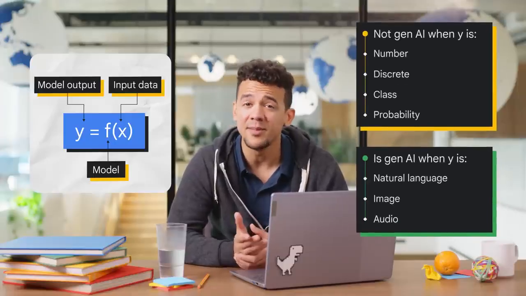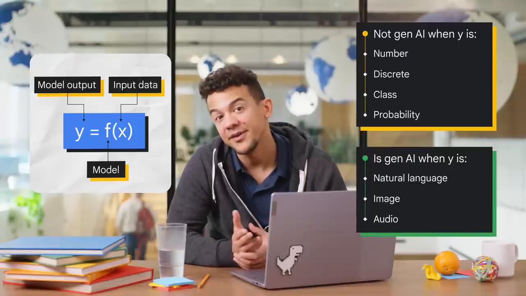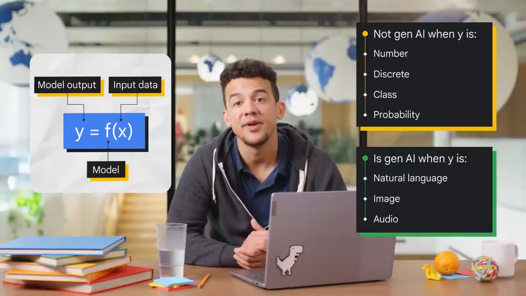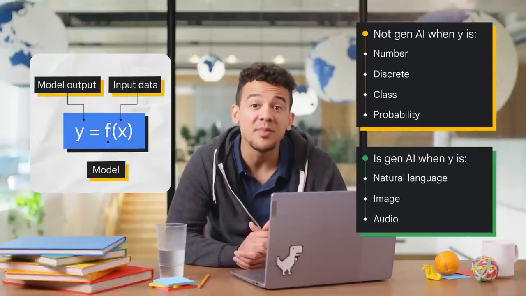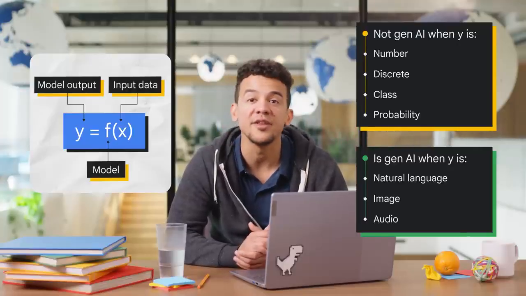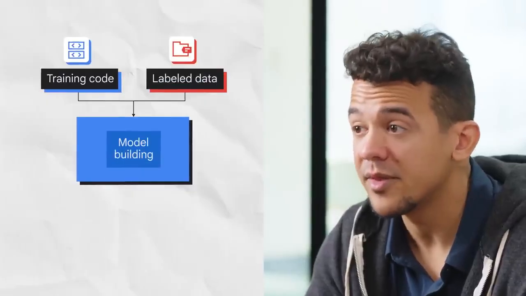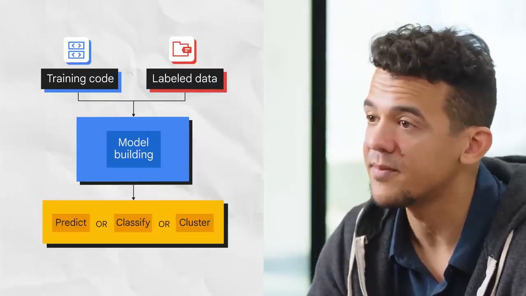So the model output is a function of all the inputs. If the y is a number, like predicted sales, it is not generative AI. If y is a sentence, like define sales, it is generative, as the question would elicit a text response. The response will be based on all the massive large data the model was already trained on. So, the traditional ML supervised learning process takes training code and labeled data to build a model. Depending on the use case or problem, the model can give you a prediction, classify something, or cluster something.